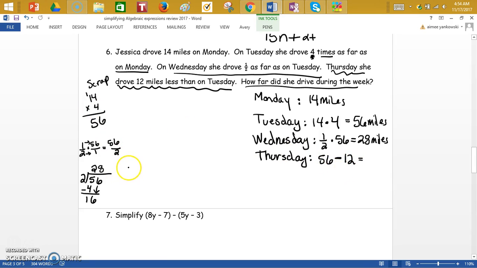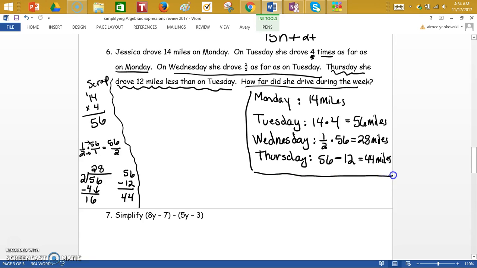A little more scrap work off to the side. I can do my 56 minus 12. 6 minus 2 is 4. 5 minus 1 is 4. So that's 44 miles. All right. Now I'll get rid of all my scrap work. This right here was just knowing how far I went every day.